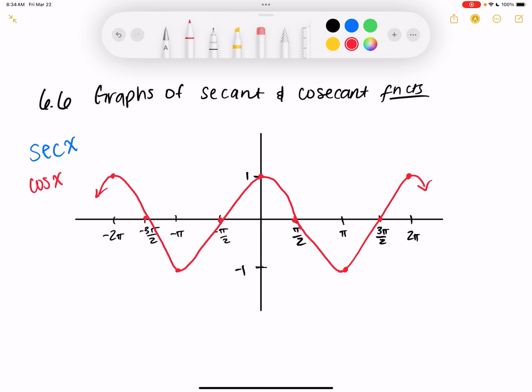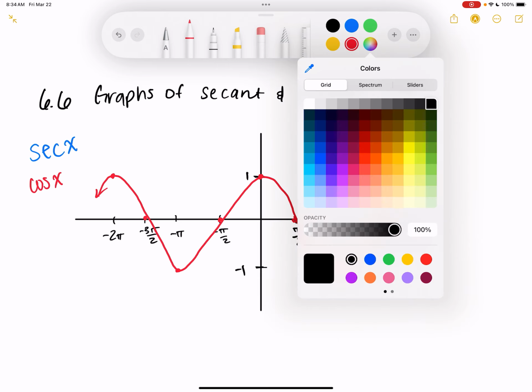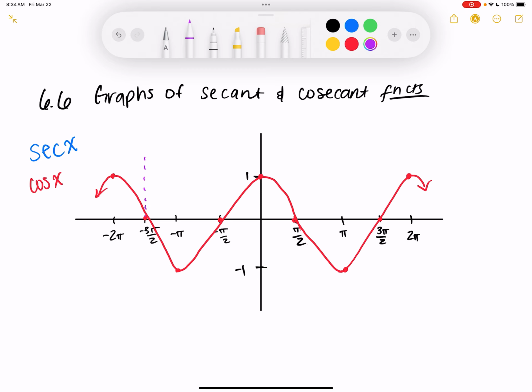Okay, so now for secant, I'm going to have asymptotes here, because secant is 1 over cosine. So anywhere that cosine is 0, so anywhere that there's a point on the x-axis, I am going to put a vertical asymptote. So I'll do that in purple. So at -3 pi over 2, -pi over 2, pi over 2, and at 3 pi over 2.